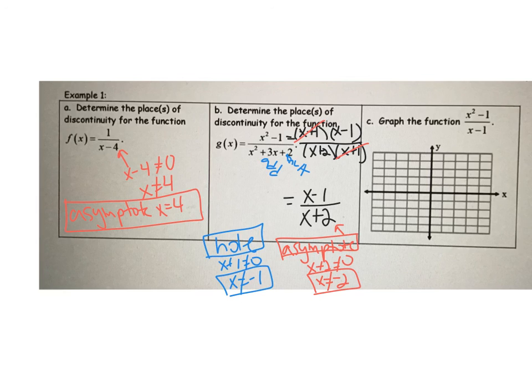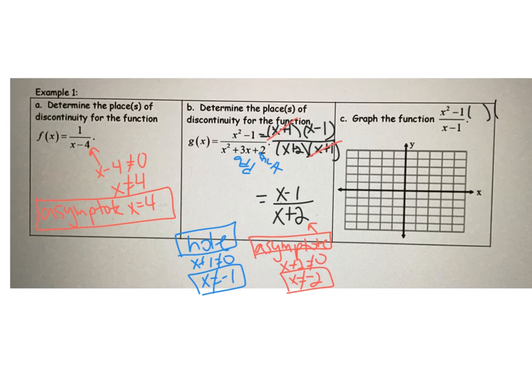So let's look at the last one. Graph the function x squared minus 1 divided by x minus 1. So first, let's see if we can factor the top. So here we have, again, a difference of squares. So since this is 1, this is x plus 1, this is x minus 1. So what do we notice? What's going to cancel on top and bottom? That's going to be x minus 1. And we're left with x plus 1.